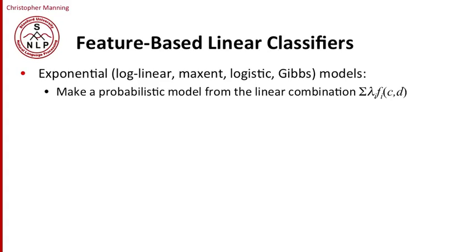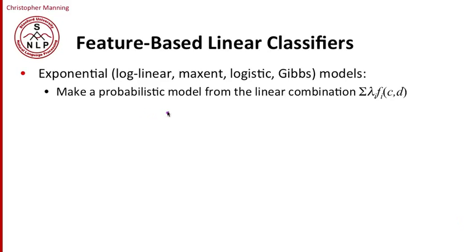And so the idea of this class is that we're going to make a probabilistic model out of the linear combination that we already saw, the sum over the dot product. So as a dot product, the lambda f dot product, which is the sum of lambda_i f_i of c and d. So how do we do it?